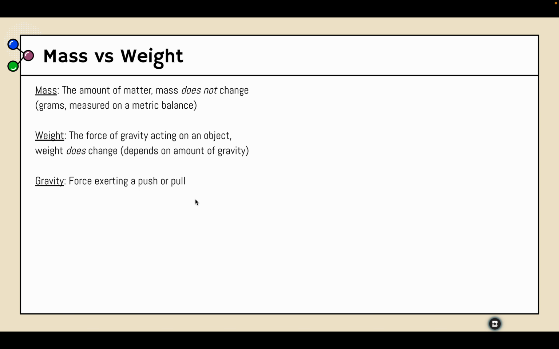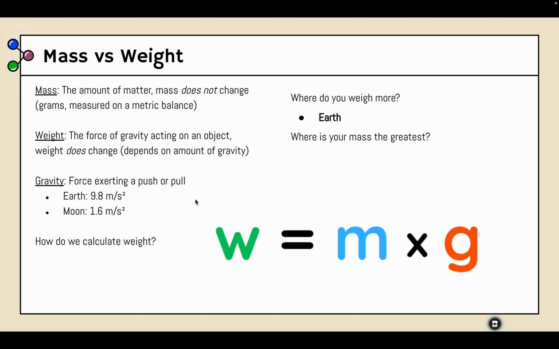Last thing here, I'm just going to talk about mass versus weight. So I'm just going to give you all the notes here first. We know that the amount of matter, that's considered mass. Mass never changes. Mass will never, ever, ever change, okay? Weight does change because weight depends upon gravity. So if you look down here at the bottom of the page, I have W equals M times G. Weight equals mass times gravity. That's what this means, okay?